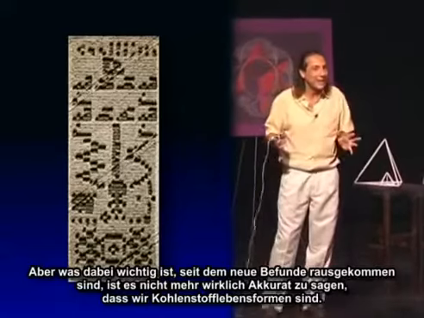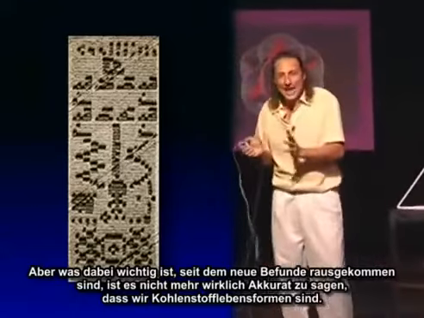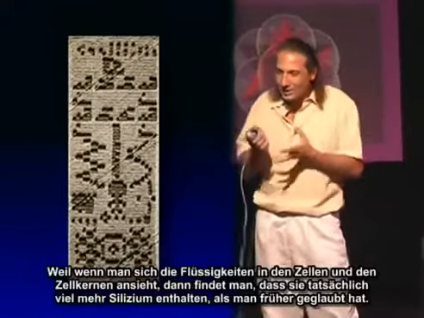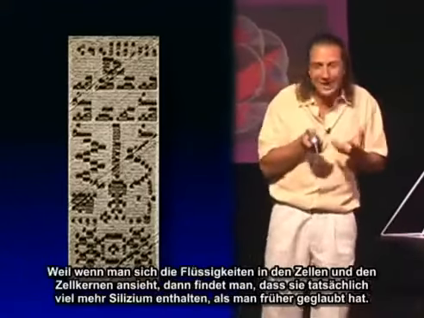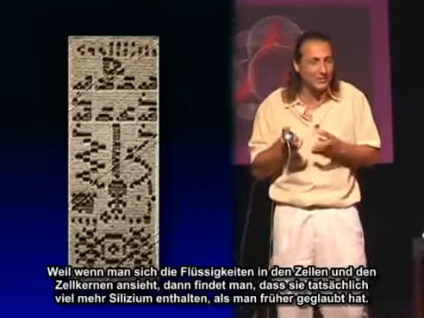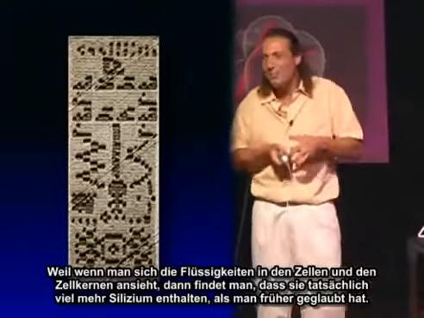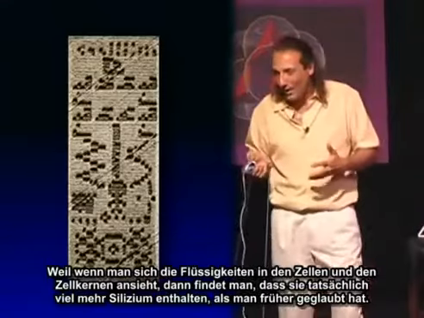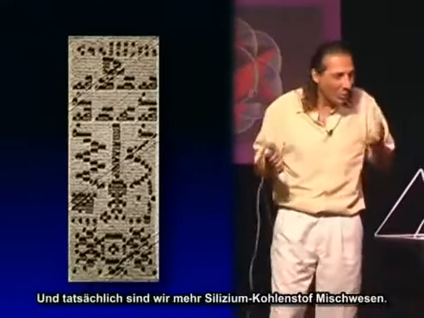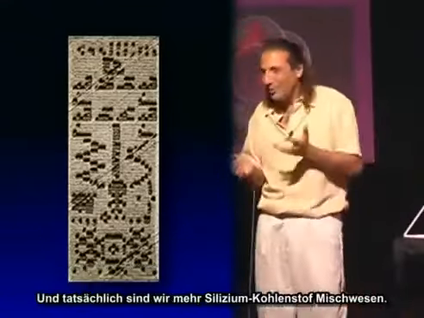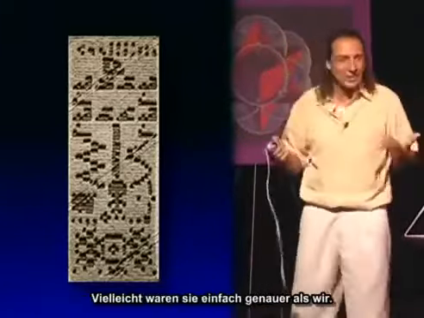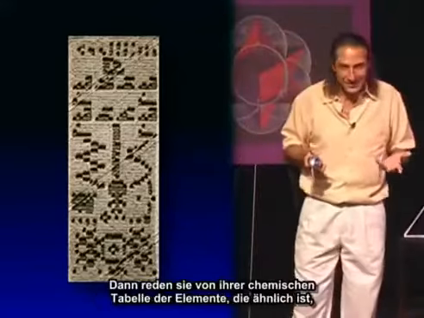But what I found interesting is that since then, this data has come out that says that, in fact, it's not quite accurate to call ourselves carbon life. Because when you look into the fluids inside cells and inside the nuclei of cells, you find that there's actually more silica than previously believed, a lot more. And actually we're more like silica and carbon combined together. So maybe they were just being more accurate than us.